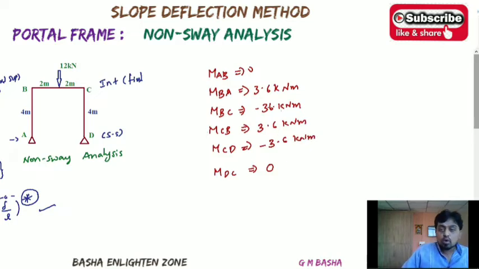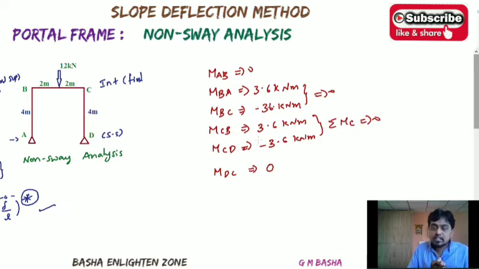So the sum of the moments at this particular joint will become 0. Sigma MB will be equal to MBA plus MBC. Similarly, sigma MC will be equal to 0, that is MCB plus MCD will become 0. So this is the way to find out the final moments for this type of symmetric condition problems. But you can also do this problem manually.